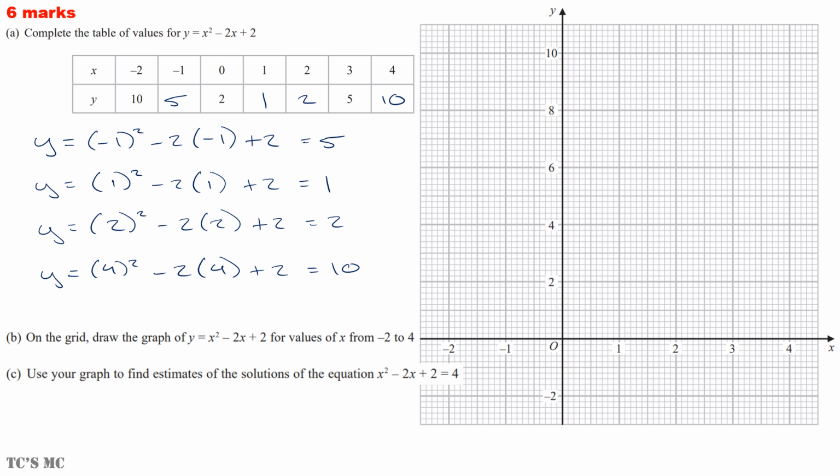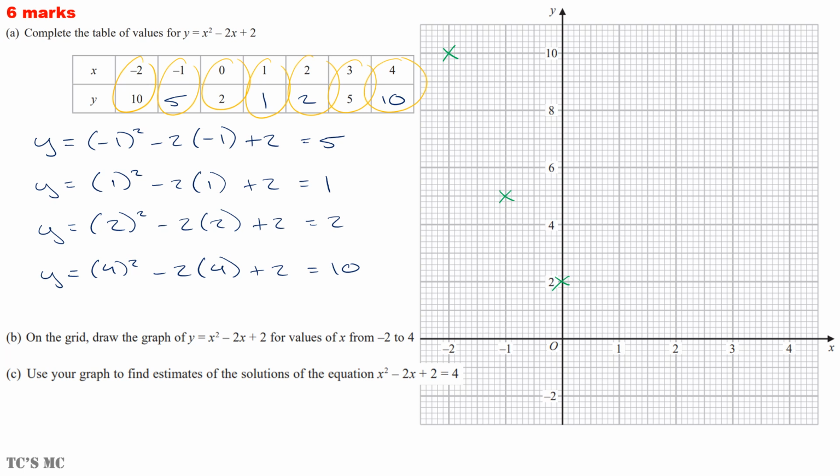Part B. On the grid, draw the graph of y equals x squared subtract 2x add 2 for values of x from -2 to 4. We have to look at each one of these as coordinate points. We need to mark on these coordinate points. So the first one is -2, 10. Then -1, 5. And then 0, 2.